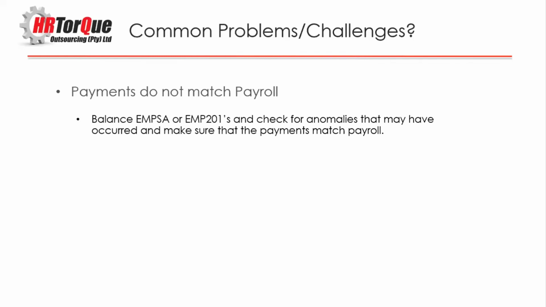If we try and balance on a monthly basis, the errors will generally be easier to locate because it will be in recent memory if you're somebody who's processing the payroll. And if not, you've still got access to people who have processed the payroll, which in theory would make life easier to figure out where those anomalies came from. If you have to do it at the end of the year, if you have no choice, then obviously try and do it as early as humanly possible.